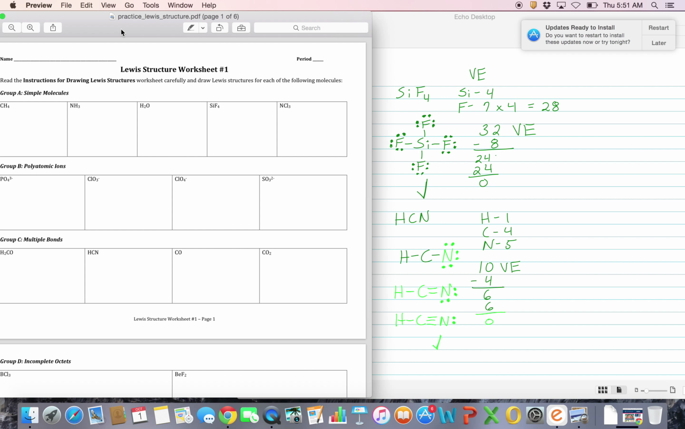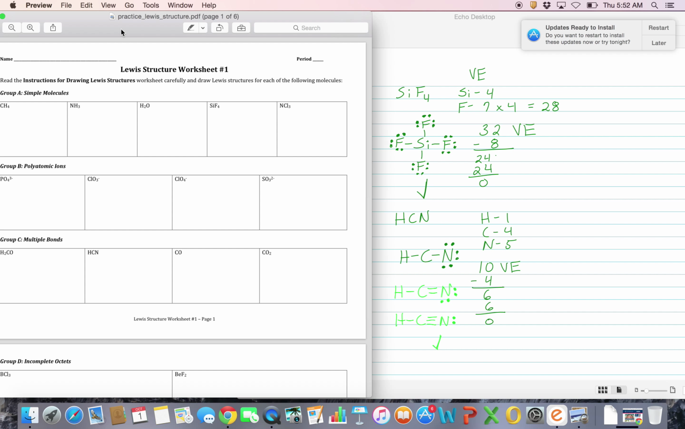We then put these 6 in pairs around the atom that's furthest to the right. That will be nitrogen, and we end up with this situation. So now, we've used all electrons. We now look at our structure and realize that we do not have octet fulfilled on the carbon. We have octet on hydrogen because hydrogen only needs 2 associated with it. We have an octet around nitrogen, but we only have 4 around carbon.